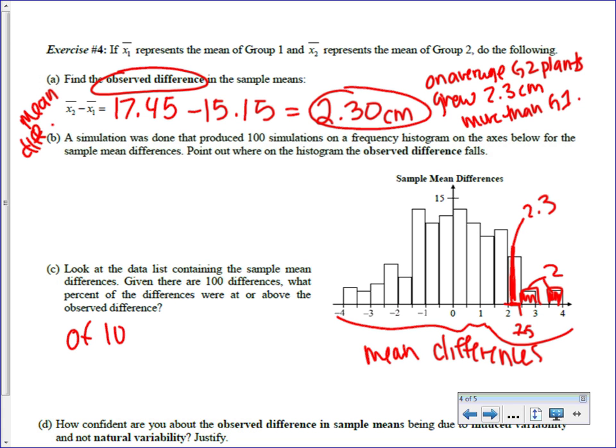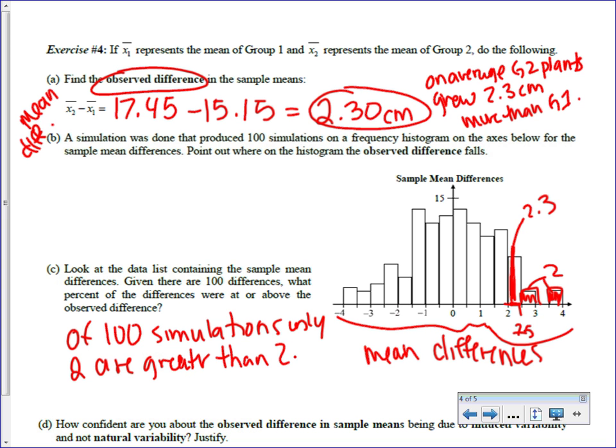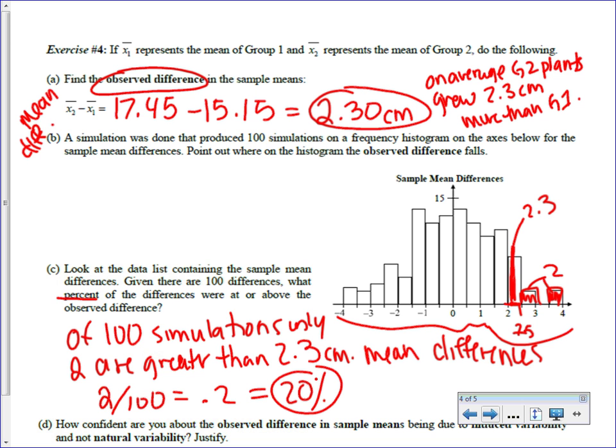So of the 100 simulations, only two are greater than 2.3 centimeters. So if I want to know what percentage that is, because it did ask me for the percent, so 2 out of 100 would be 2%. So only 2% of the mean differences were higher than the observed difference.